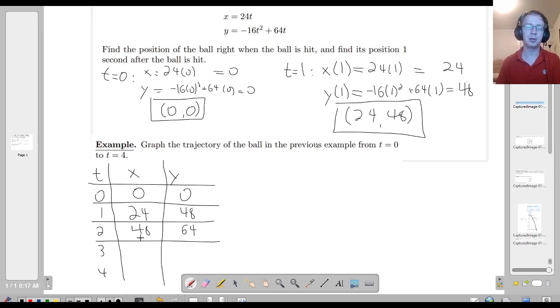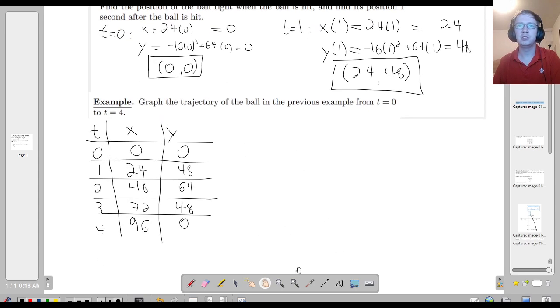And I'm just going to keep plugging in each of these values. So if I plug in 3, let's see, I would have 72 and 48. And if I plug in 4, 96, 0. So I've got a little table of values. Now all I need to do is plot those points.